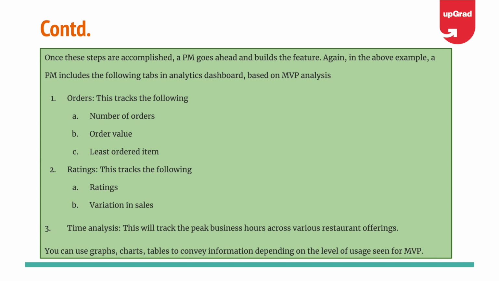Once these steps are accomplished, a PM goes ahead and builds the feature. Again, in the above example, the PM includes the following tabs in analytics dashboard based on MVP analysis. So what was the MVP? Well, your goal as a product manager was to build a business intelligence software or feature for the larger restaurant product. Because you are not 100% sure what will work, what will not work, you decided to actually build a report, right? Like an offline report with your tools and all that. It's not a software or a product for the restaurant owners yet.